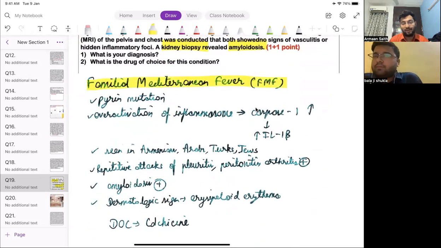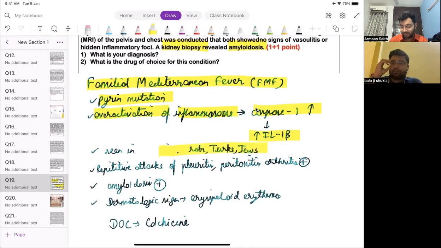This is an autoinflammatory syndrome caused by pyrin mutation, which leads to overactivation of the inflammasome, and this leads to increased activity of the caspase 1 enzyme, leading to increased levels of IL-1 beta, which causes all the inflammation. It is seen in patients of Armenian descent, Arabs, Turks, and Jews. Repetitive attacks of pleuritis, peritonitis, and arthritis are seen. Amyloidosis is seen due to chronic inflammation, and the dermatological sign in this case is erysipeloid erythema.